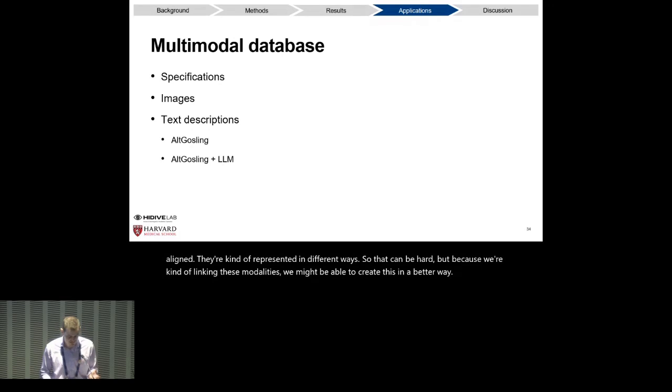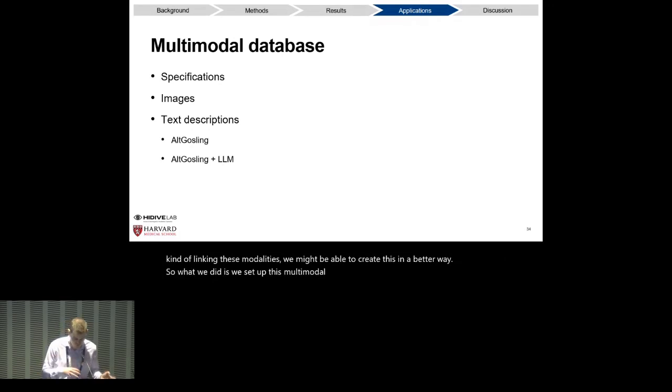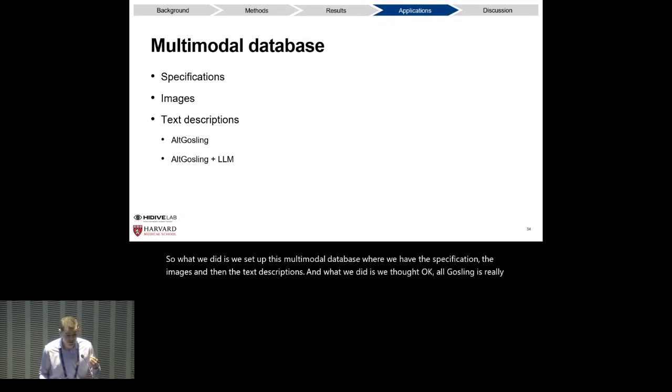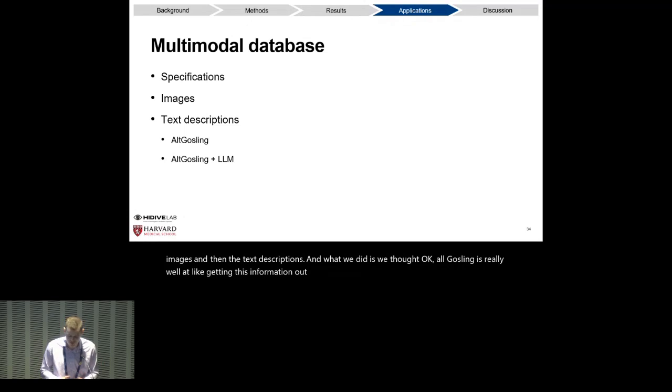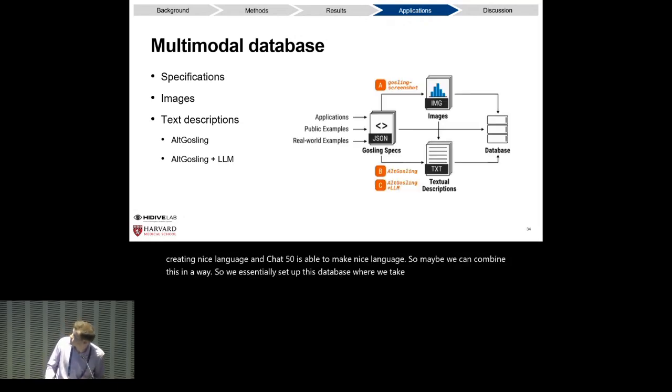So what we did is we set up this multimodal database where we have the specification, the images, and then the text descriptions. We thought, okay, Gosling is really good at getting this information out of these specifications, but it's not really good at creating nice language. And ChatGPT is able to make nice language. So maybe we can combine this in a way. So we set up this database where we take all of these specifications and create images and text descriptions, and then we can do stuff with that.